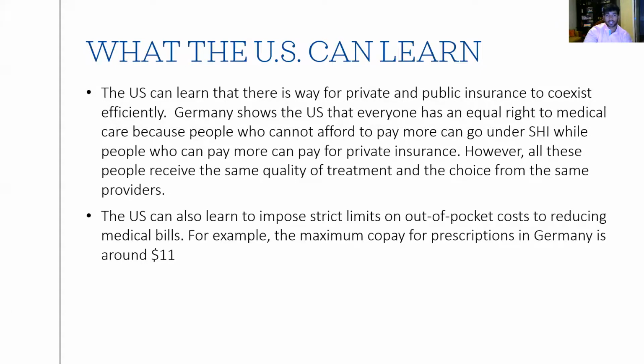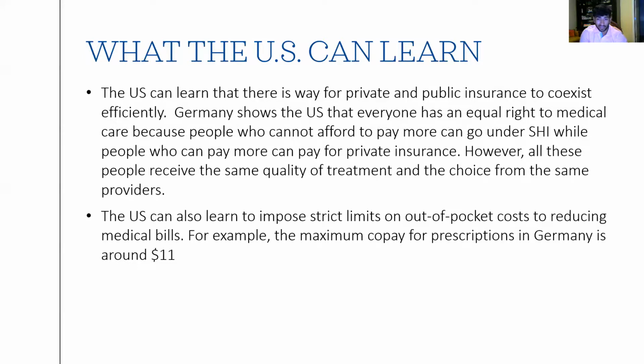So what the US can learn. The US can learn that there is a way for private and public insurance to coexist efficiently. And Germany shows the US that everyone has an equal right to medical care because people who cannot afford to pay more can go under the public health insurance, while people who can pay more can pay more for private insurance. However, all these people receive the same quality of treatment and the choice of the same providers.